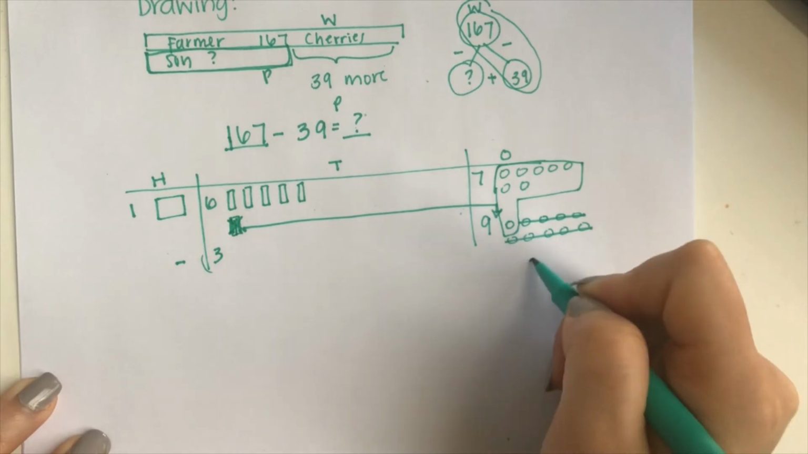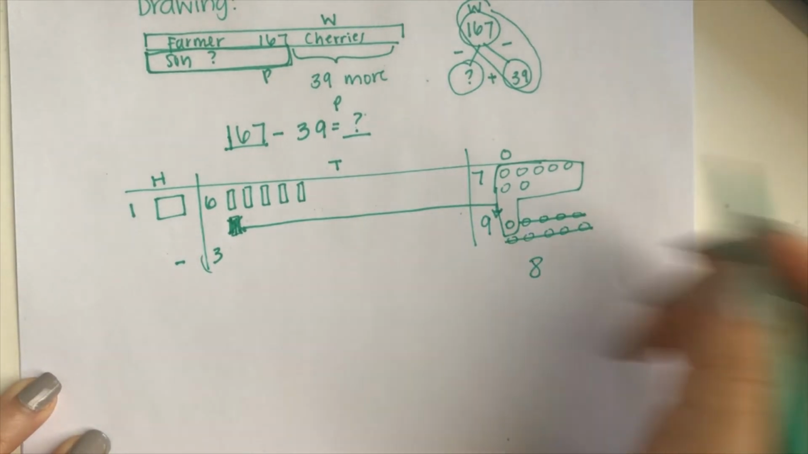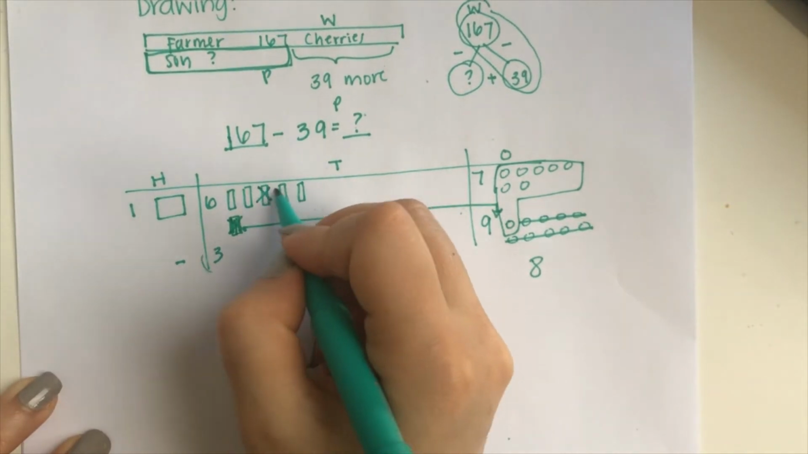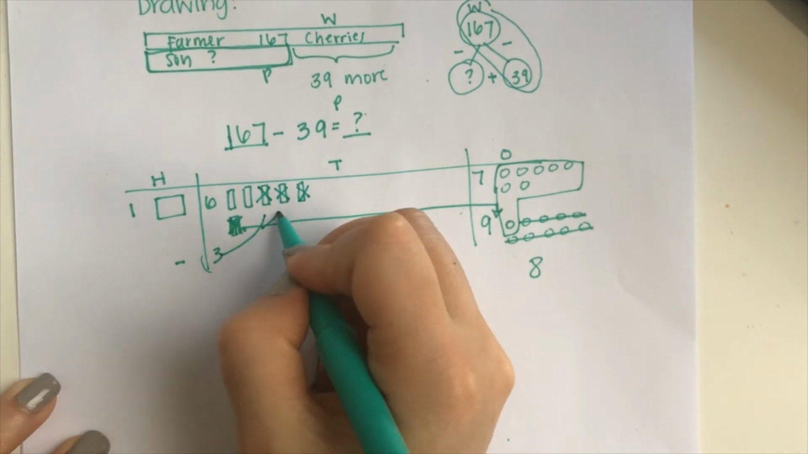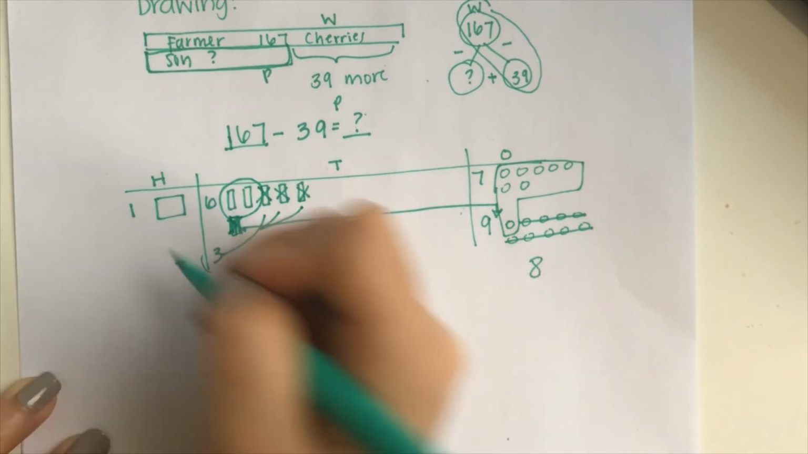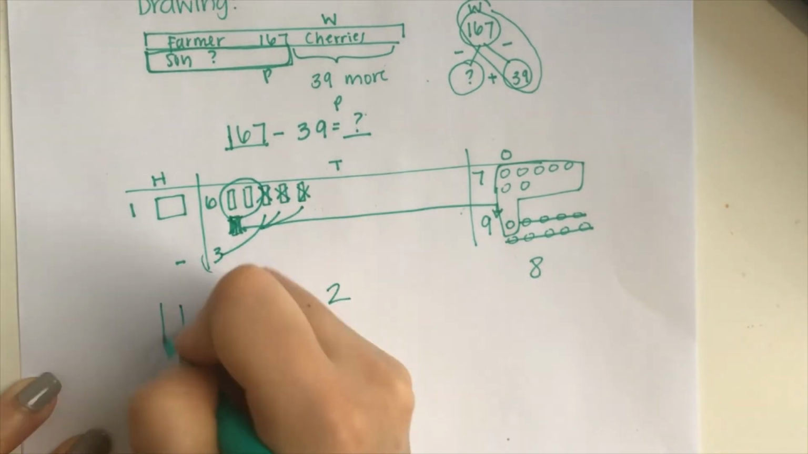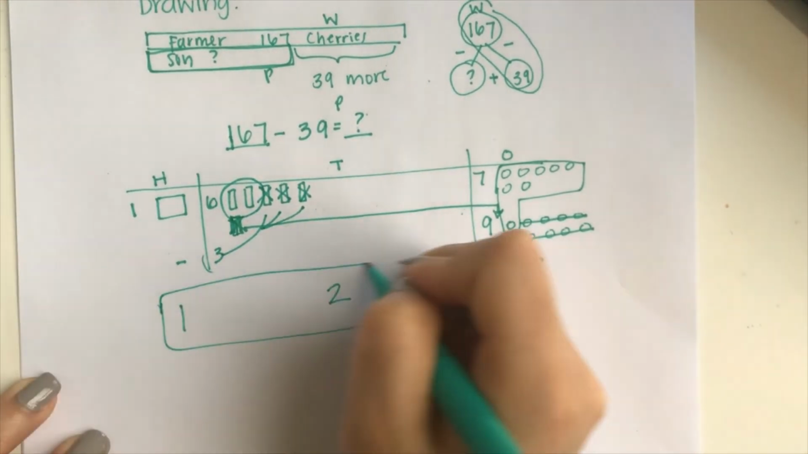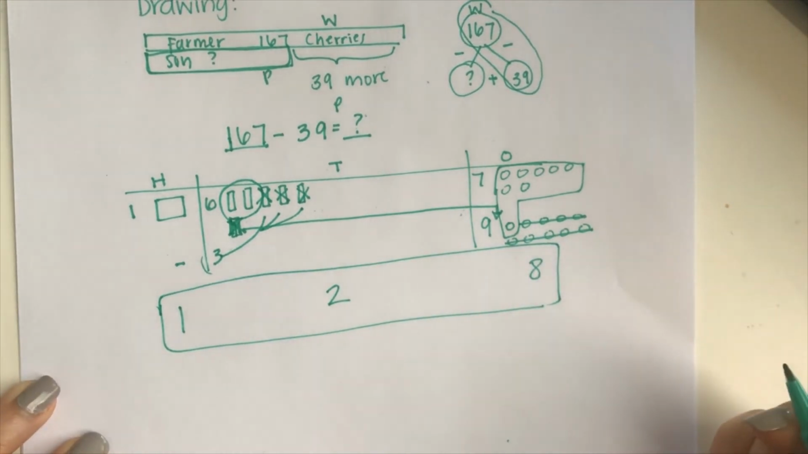There's 7, so I have 8 circles left here. Now I need to cross off 3 more for this. 2, 3. And I have 2 left. So that's 2 here and 100. There's nothing wrong with it. So my answer came out to 128.